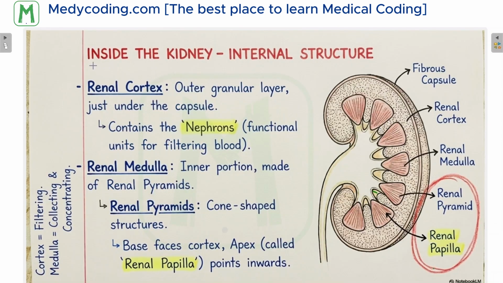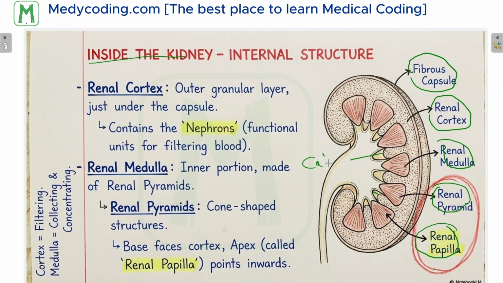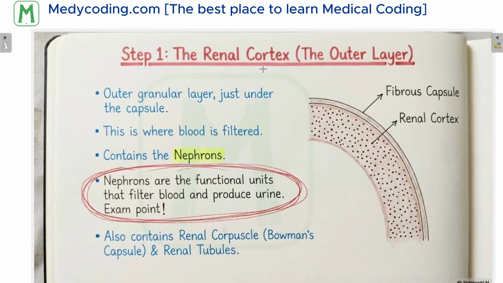Now we are going to study the internal structure of the kidney. You can see here the fibrous capsule that we already studied. This is the renal cortex, the outer part of the kidney. Then the renal medulla, then the renal pyramid, then the renal papilla. This structure is known as the calyx. We will study these in detail. Let's start with the renal cortex.